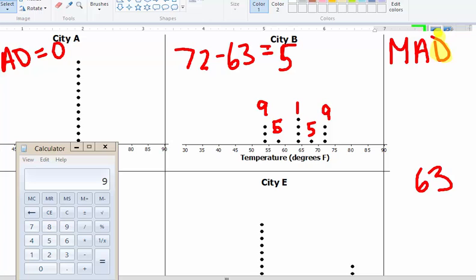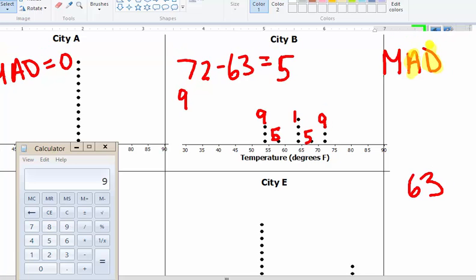Okay, so now what do I need to do next? Well, I need to find the mean. I found the absolute value, so now I'm finding that mean. So I'm adding all these up. I have a 9. Now let me just put it in a separate color.